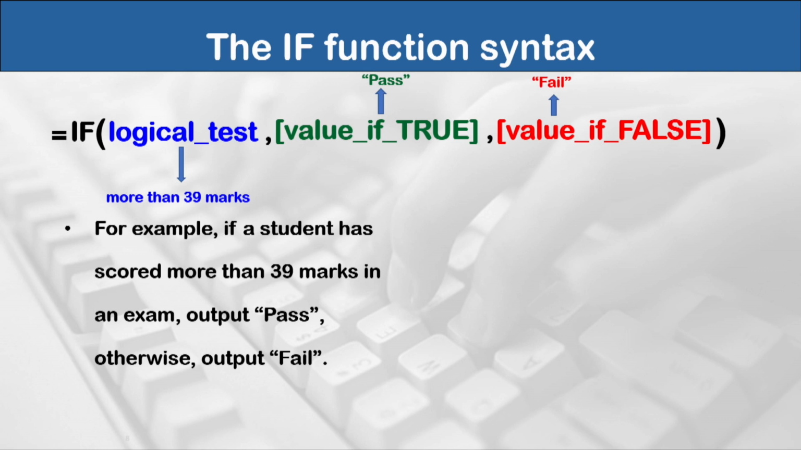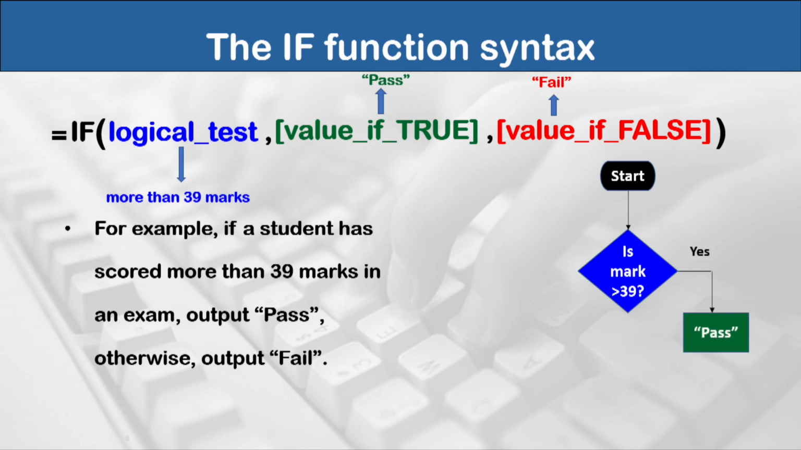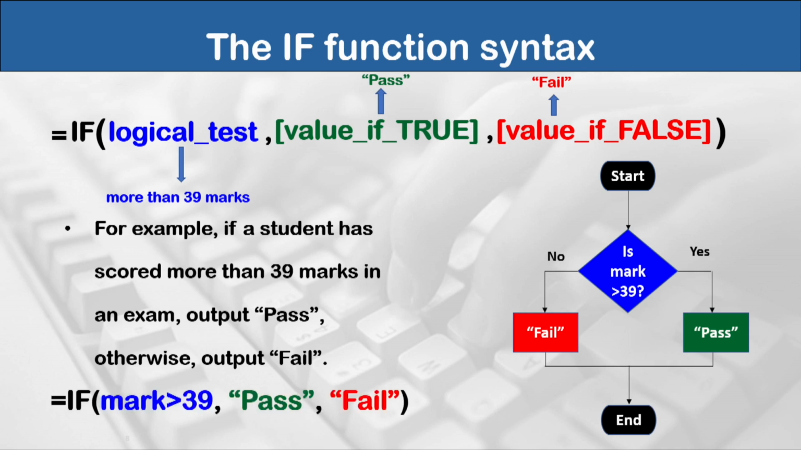We can also represent this example in a flowchart where the decision will be the condition that is mark greater than 39. If this condition is true, then the output is pass. Otherwise, it is fail. In this example, the if function can be written as follows.